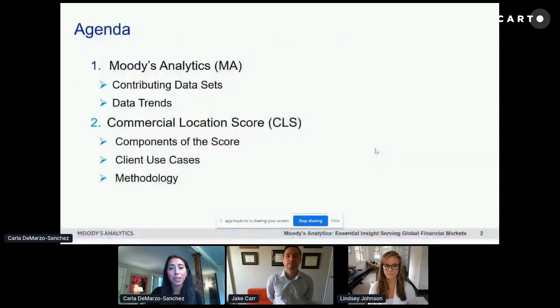And then a little bit about our geospatial products. So first off, we're going to kick it off by talking about Moody's Analytics, who we are, what we do, and some of the main data sets we use. And then second, we're going to talk about commercial location score. This is the real geospatial product that we've developed to better analyze commercial real estate in the US.